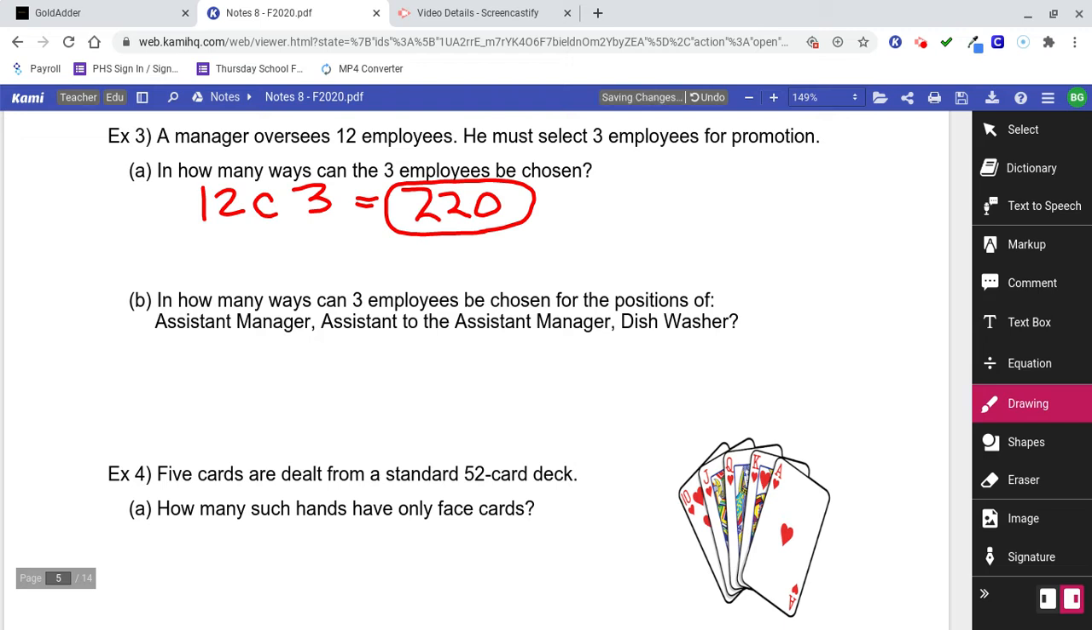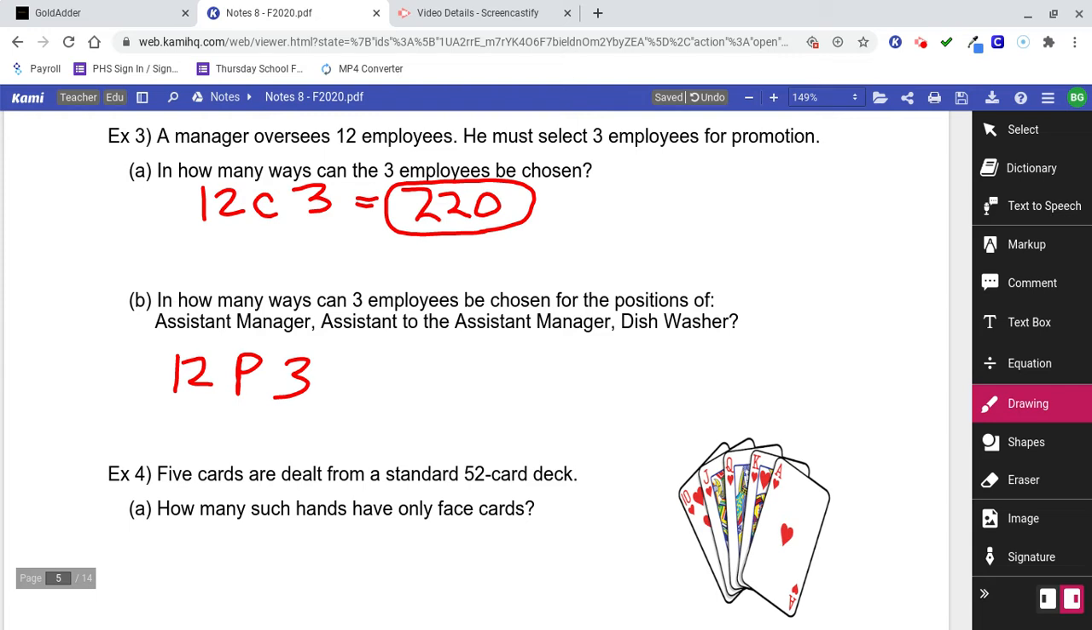Part B says, in how many ways can 3 employees be chosen for the positions of assistant manager, assistant to the assistant manager, and dishwasher? Now those 3 out of 12, the order matters because you'd rather be the assistant manager maybe than the assistant to the assistant manager. You might have a preference. So the order matters. Now this becomes a permutation.